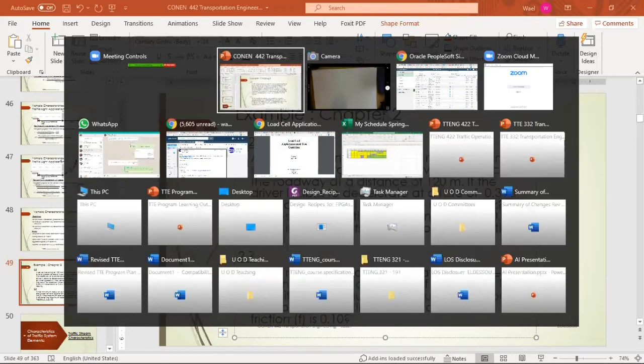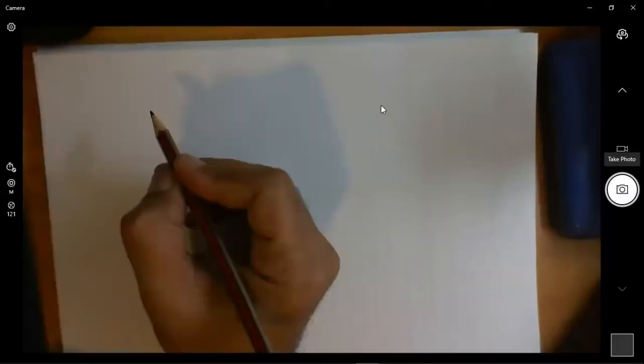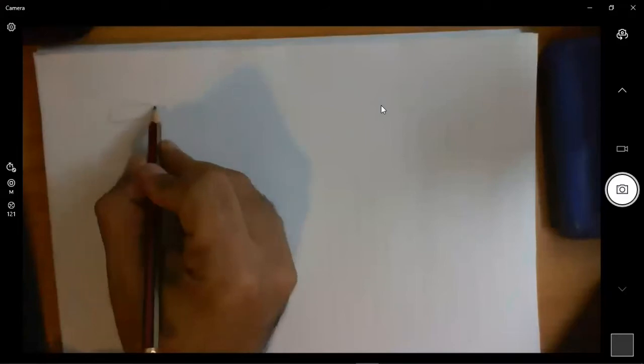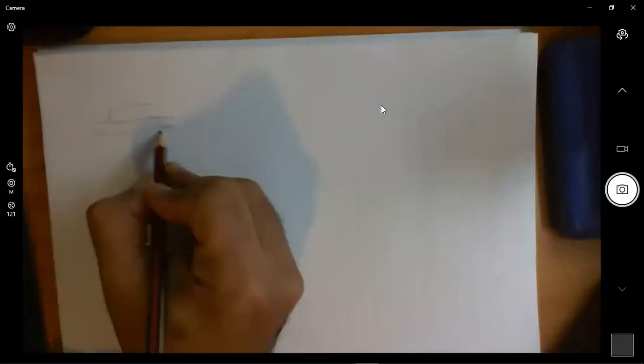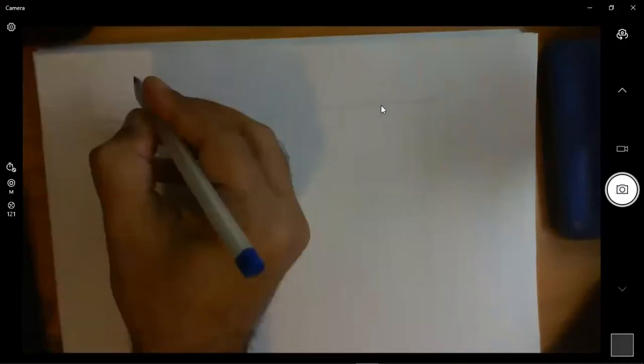So what's saying here? It's saying that there is a vehicle driving on the road. Okay, it's not clear. This is a vehicle.